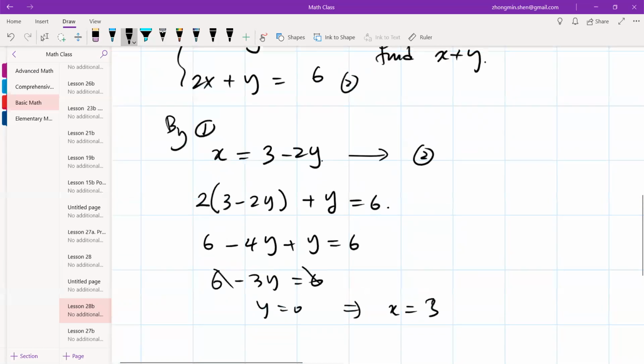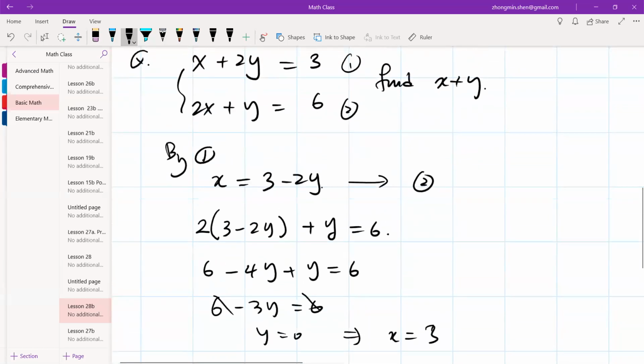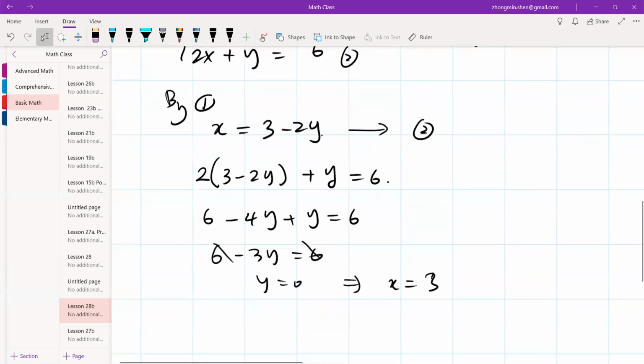When you get an answer, you should double check whether it matches the second equation. 2x plus y, 2 times 3 plus 0 equals 6. Yes. So the answer is x plus y equals 3 plus 0, and that gives 3.